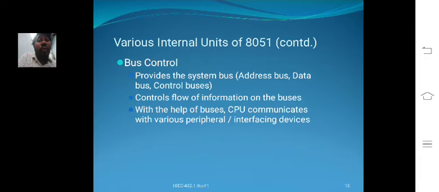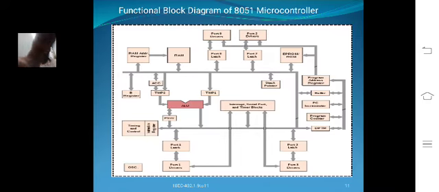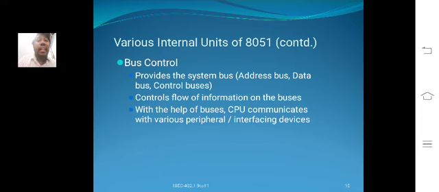The bus control provides the system bus, like address bus, data bus and control buses, and controls the flow of information on the buses. With the help of buses, the CPU communicates with various peripheral interfacing devices.